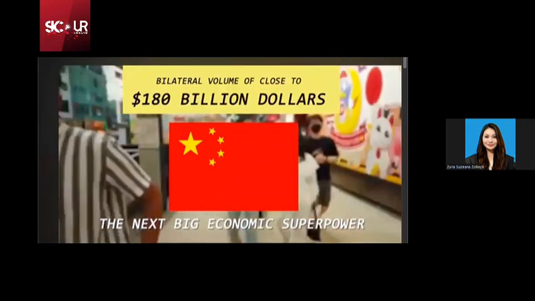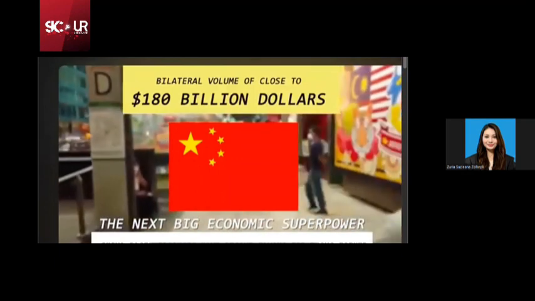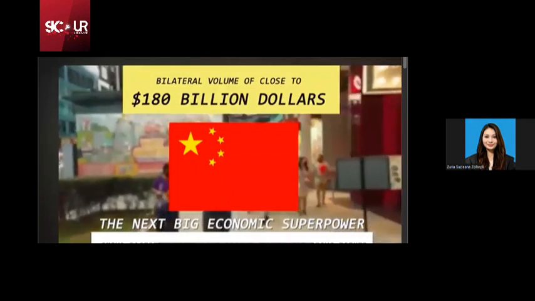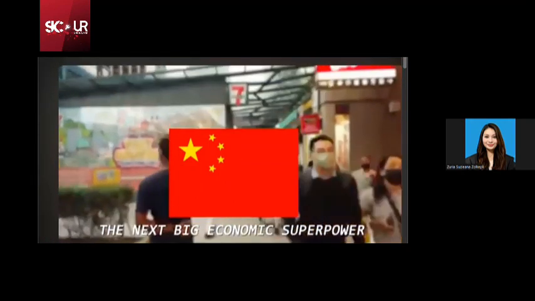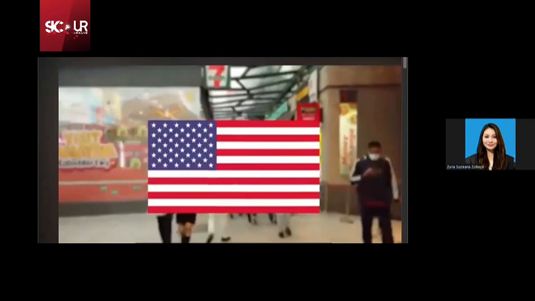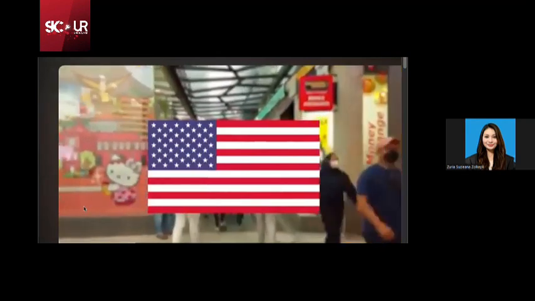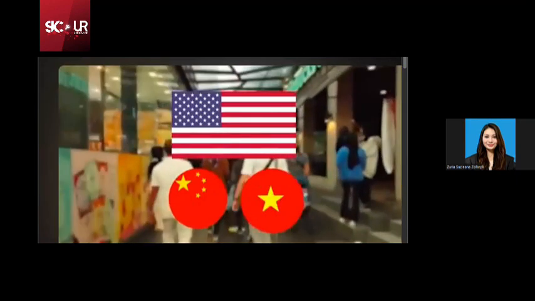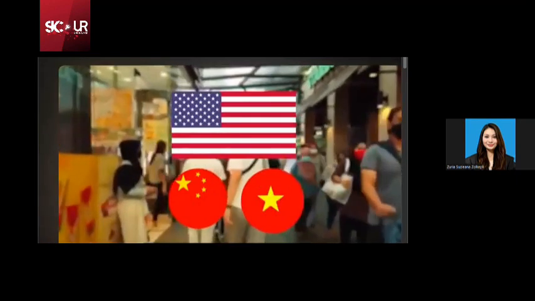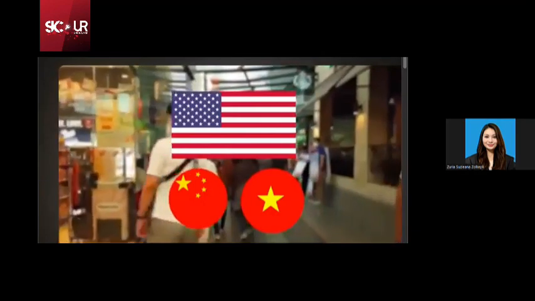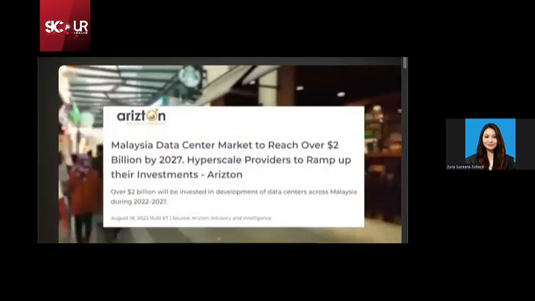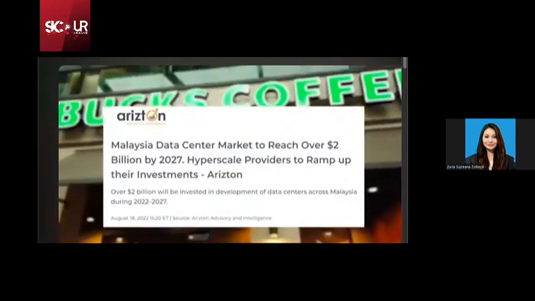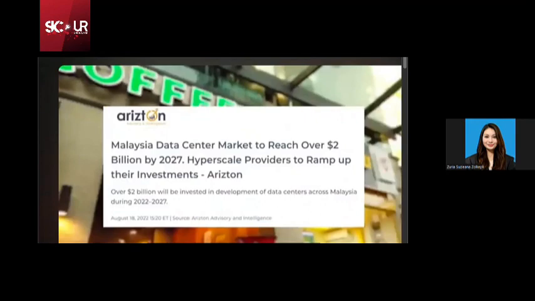But this might be a given, as China-based products have become famous for being either cheap, of quality, and even at times necessary. Further, while the US is also a big source of investments, their investments are still under strong competitiveness across many Asian countries, largely from East Asian nations and other Southeast Asian countries. This is why numerous institutes have claimed that, indeed, Malaysia has become one of the best investment destinations on the entire continent, and thus paving the way for big economies to choose Malaysia as their destination.